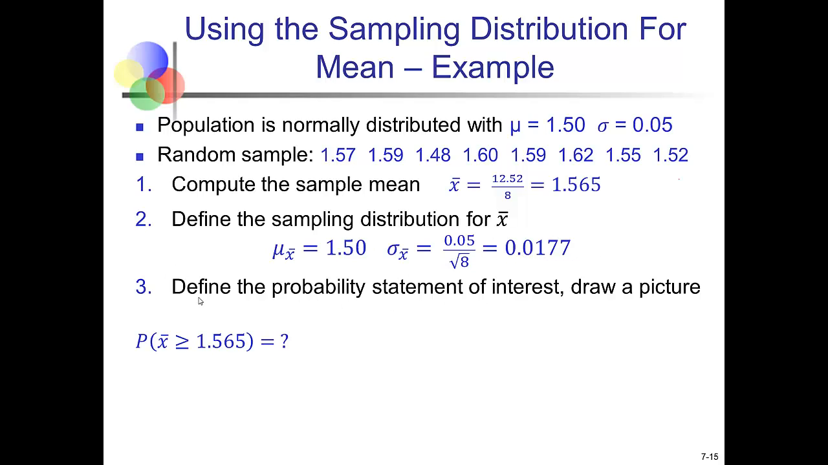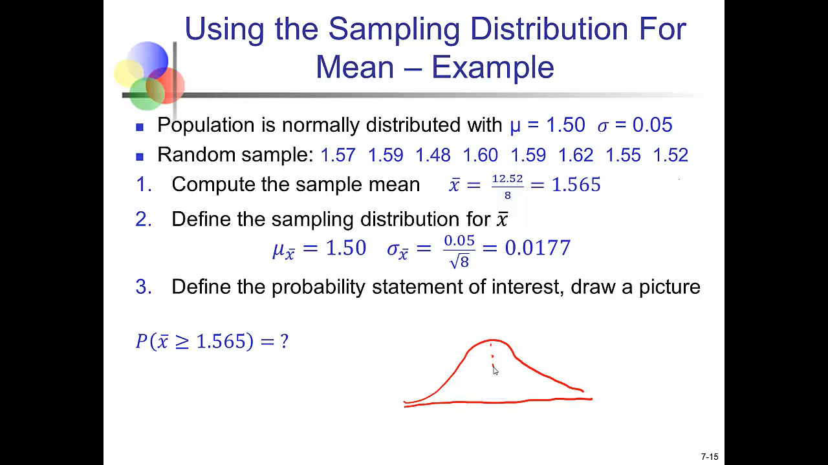Now we need to define the probability statement of interest. What is it that we're trying to find the probability of? And I always say, draw a picture. So suppose we're interested in finding a sample mean, notice x bar, of at least the 1.565 that we found in our random sample above. So draw a picture. Put your horizontal axis out there. Put your normal curve over the top of that. It doesn't have to be perfect, just draw a picture.